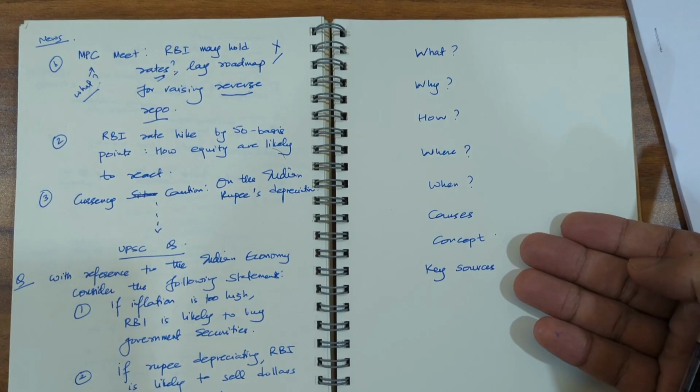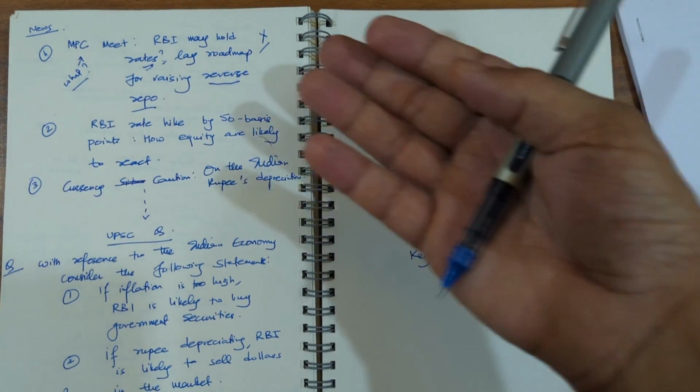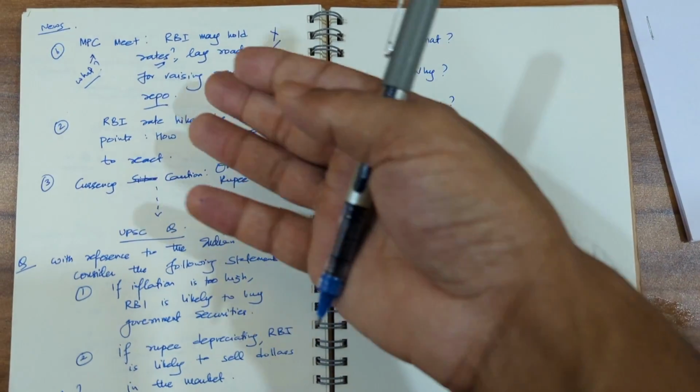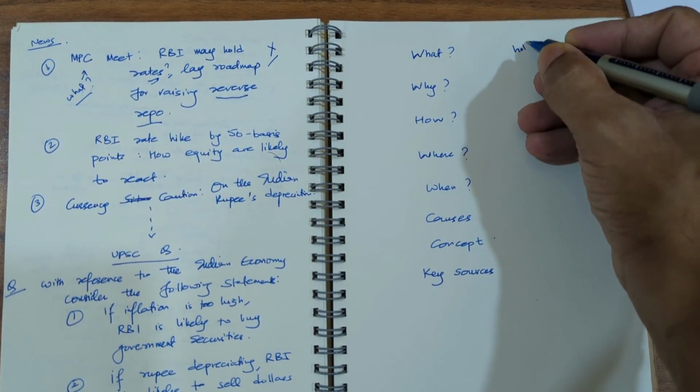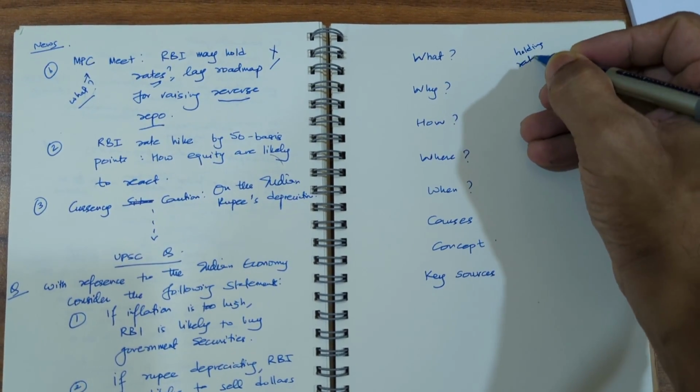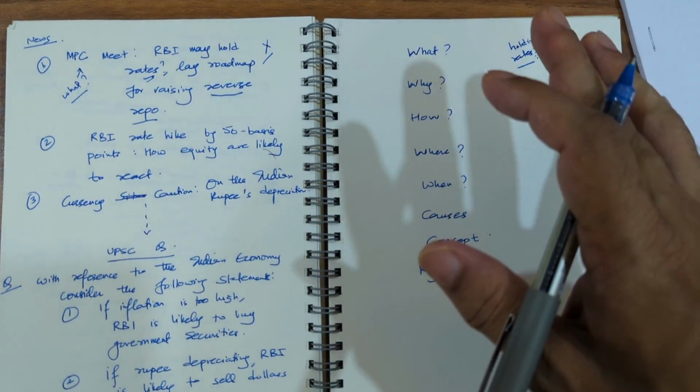So these are the kind of questions you should be thinking about conceptually when you're coming across articles like this. Why is RBI holding rates? What does that even mean? What does holding rates even mean? These kinds of conceptual questions should first come to your mind.